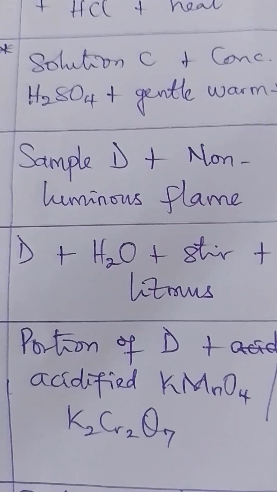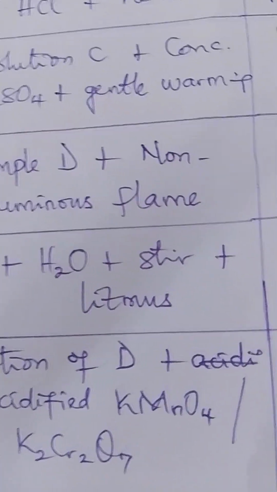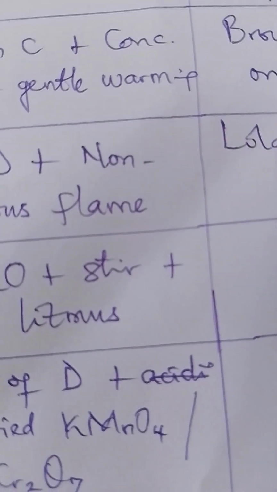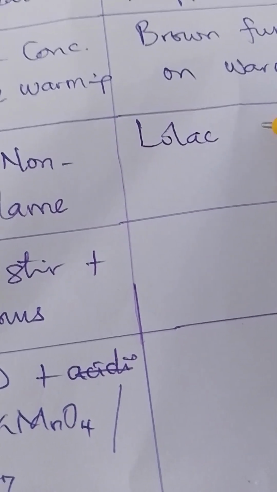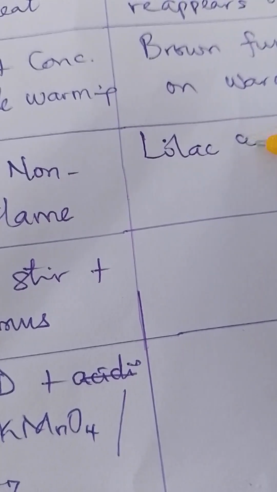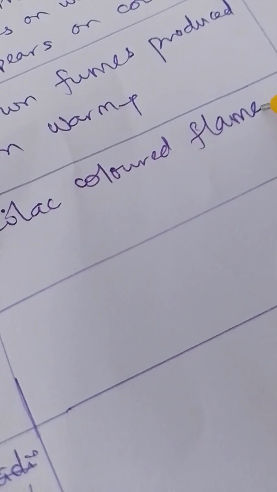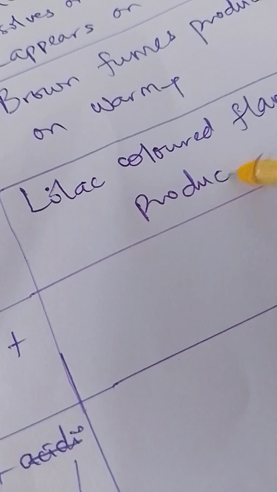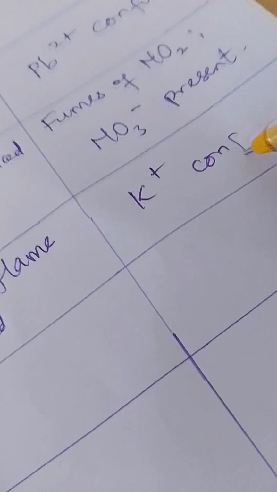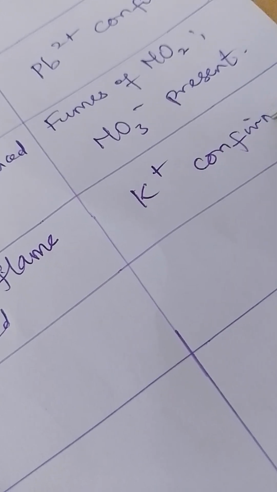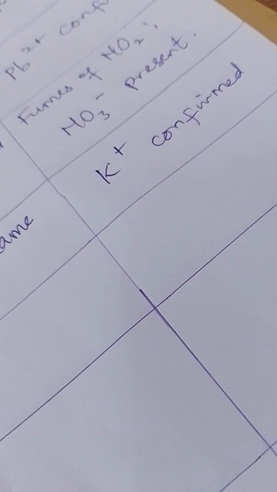Now, if you take sample D and heat it gently on this flame, you are going to observe light color. That's color that looks purplish, very light purple. Is it lilac, whatever it is called? Lilac colored flame will be observed. It's a lilac colored flame produced, and that confirms potassium ion. No other way. Other things look very technical. So we say potassium ion confirmed.